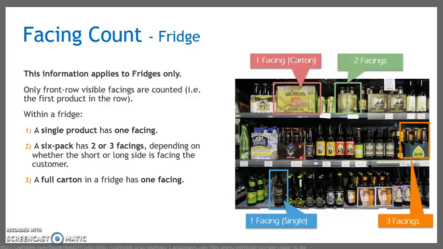Facings in the fridge section are counted slightly differently. Only facings that are in the front row, directly exposed to the customer, are counted. A carton in the fridge has one facing only. Single items have one facing for their single item SKU. Packs in fridges are assessed based on their orientation in the fridge. A pack with 2 bottles facing the customer, such as a 4-pack or the short edge of a 6-pack, counts as 2 facings. A 6-pack with the long edge facing the customer counts as 3 facings, as there are 3 bottles along the front of the pack in that orientation.